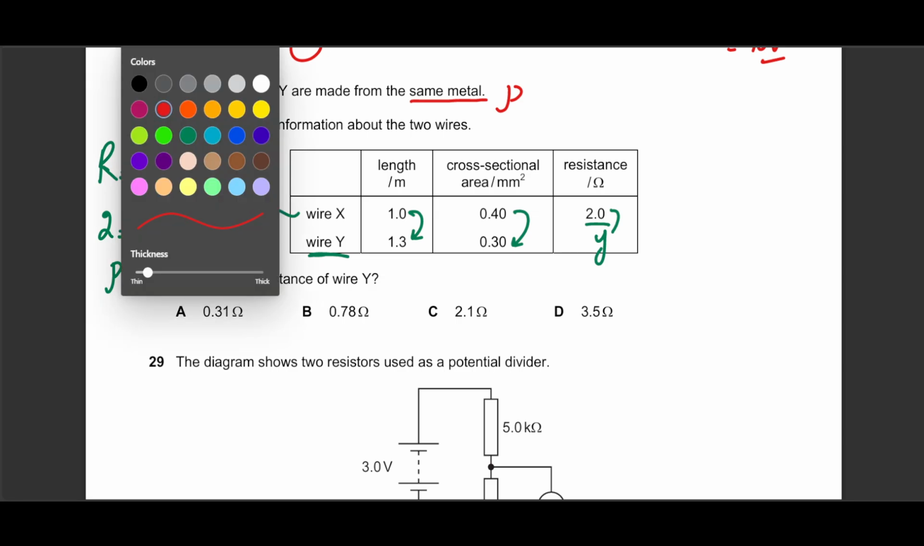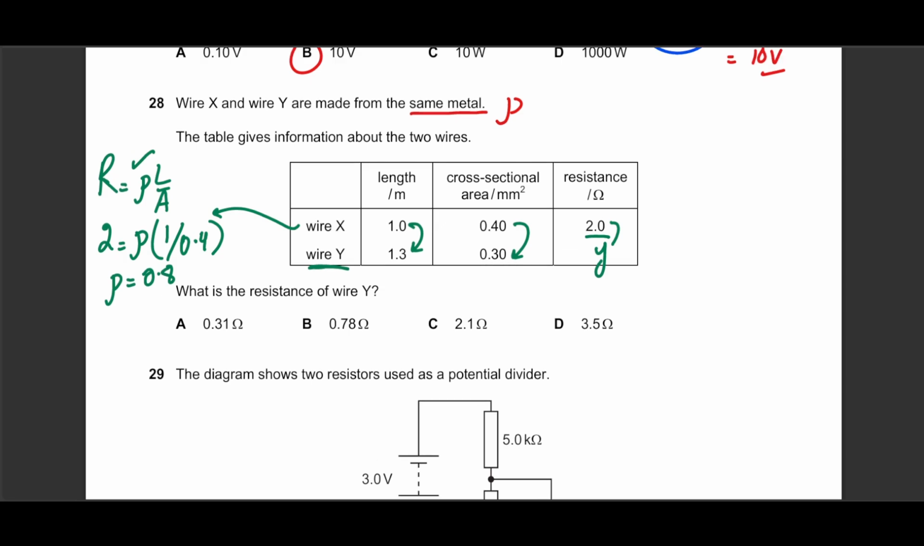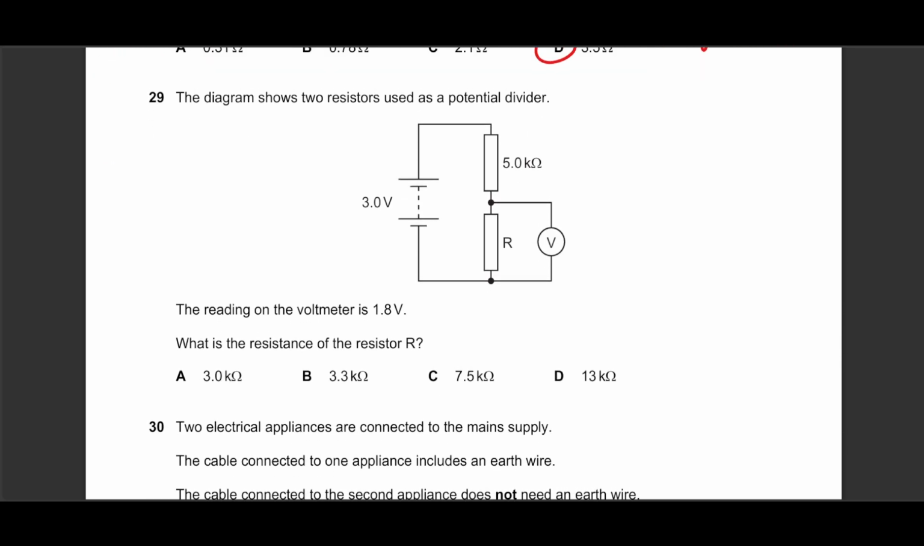Now, rho is the material itself. You can solve this by a ratio method. I understand that because there is a 30% increase here, and there is approximately a decrease over here. So you can involve ratios in that, but again, I find this method easier. So resistance of Y is rho L over A. Rho is 0.8, length today is 1.3, and the cross-sectional area is 0.3. So Ry comes out as 3.467, which is 3.5.